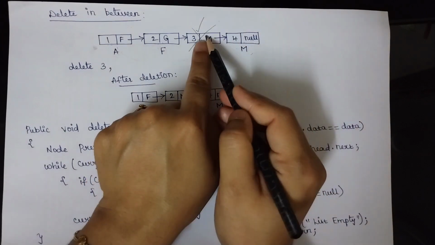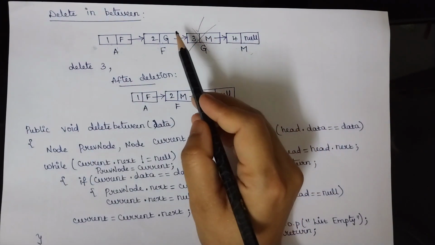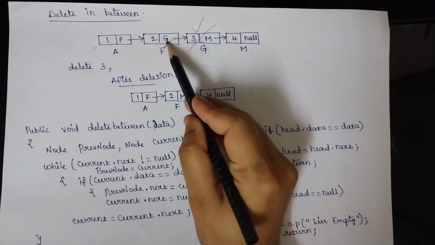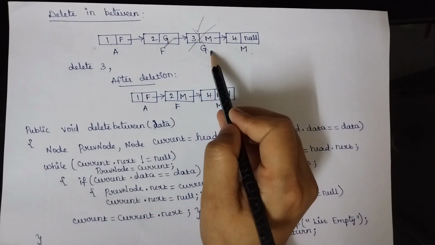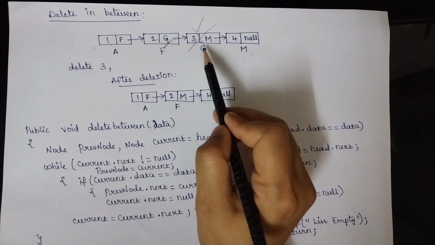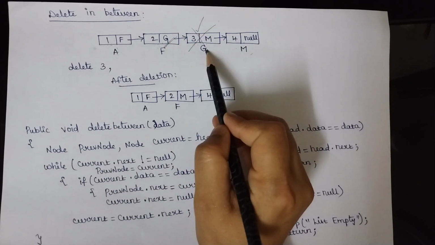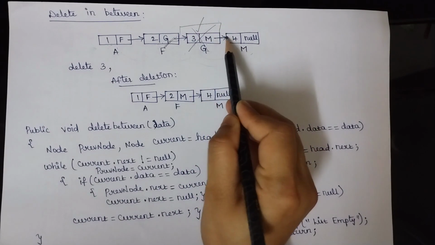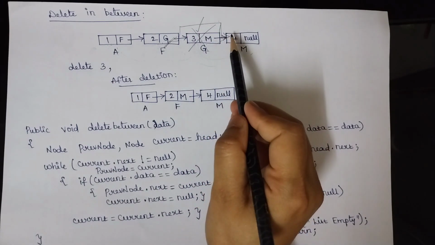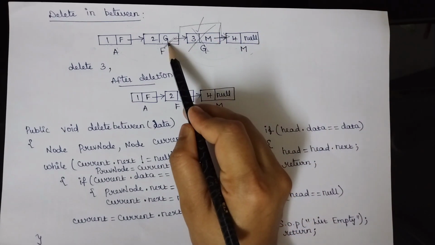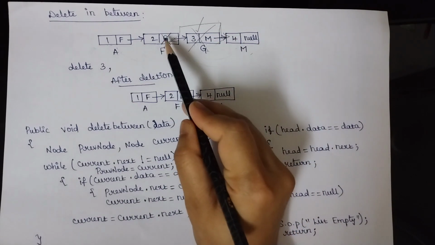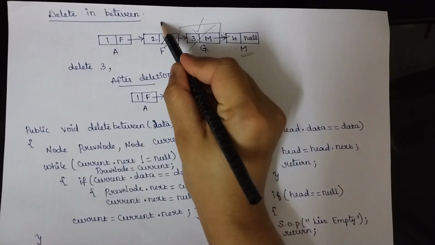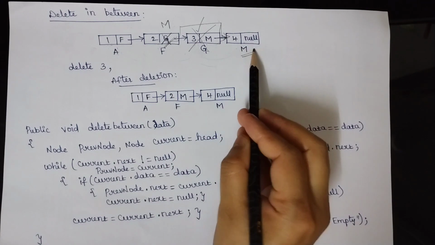If I'm deleting this, for disconnecting this node, first you need to change the address of the previous node. Right now, the address of this node is G, which is nothing but the address of this node, so it is pointing to this node. But if I delete this, it should be pointing to the next node after deletion. That should be linked here. So this G should be replaced with this M.